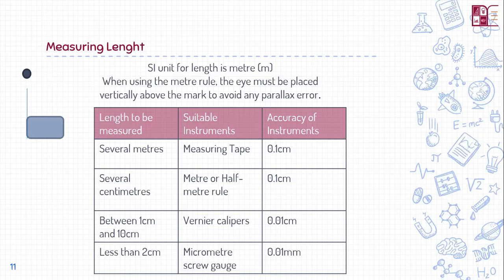If it's several centimeters, we can use a meter or a half meter rule, depending on how much it is, and the accuracy would also be 0.1 centimeter. Then, let's say the length is between 1 centimeter and 10 centimeters. You can use a Vernier caliper for it, and the accuracy of that instrument would be 0.01 centimeter. But if it's less than 2 centimeters, a micrometer screw gauge is the appropriate instrument, and the accuracy of it is 0.01 millimeter.